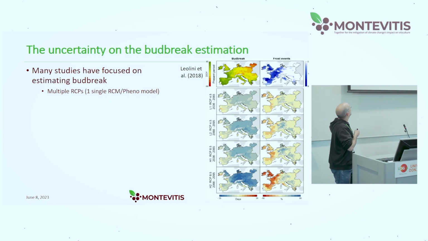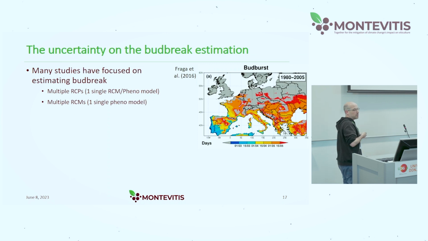Many studies have focused on studying the bud breaking future. For example, we have one here from Leolin et al. 2018, in which the future was simulated for multiple RCPs only, using only one single regional climate model and one phenological model. Another case could be using multiple regional climate models, but only one single phenological model, as Elder did in 2016.